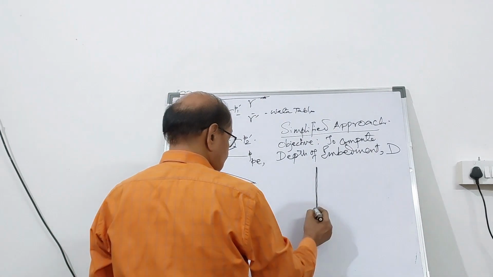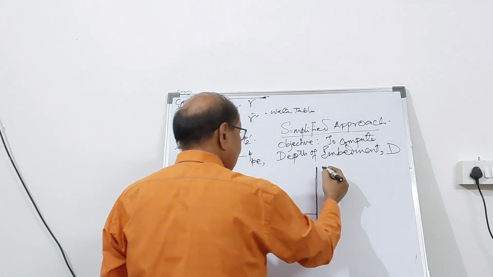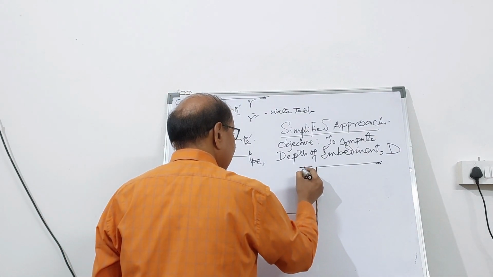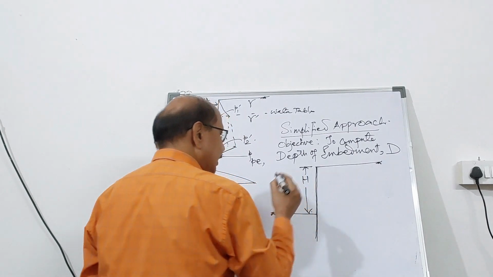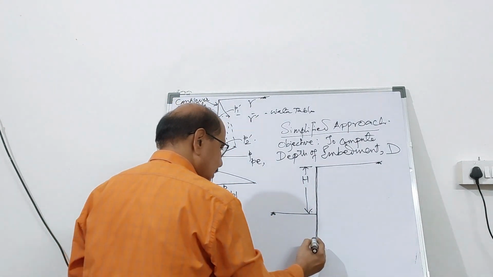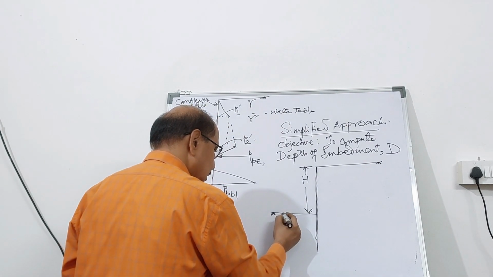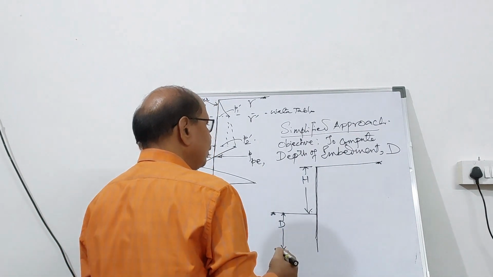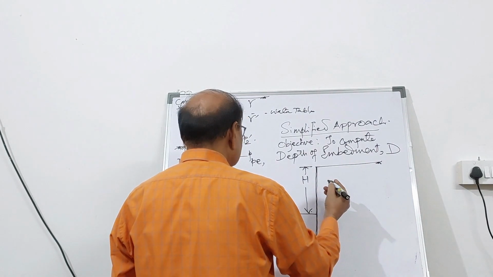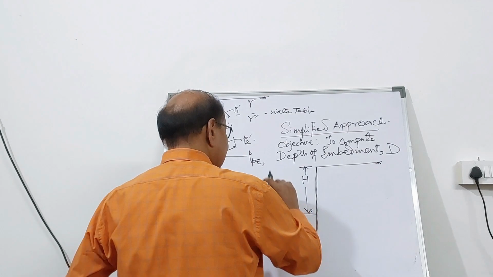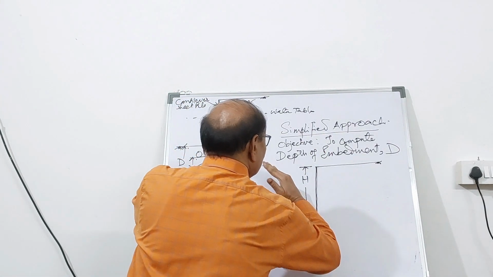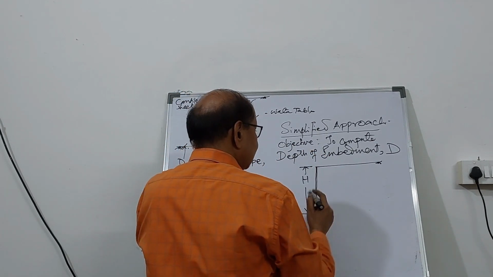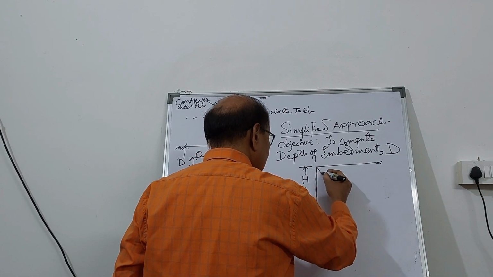and if you want to draw the pressure distribution diagram, this becomes the total height of the cantilever sheet pile, and the depth of embedment is called capital D. Now, in this approach, we assume that the active earth pressure gets developed when the sheet pile rotates like this about some point O, then the active earth pressure is going to develop here.